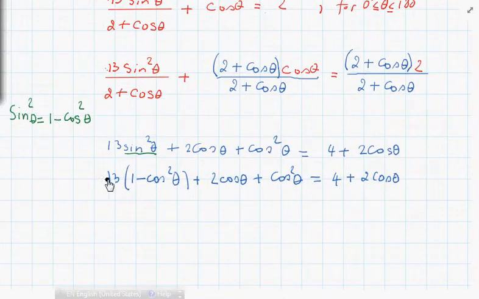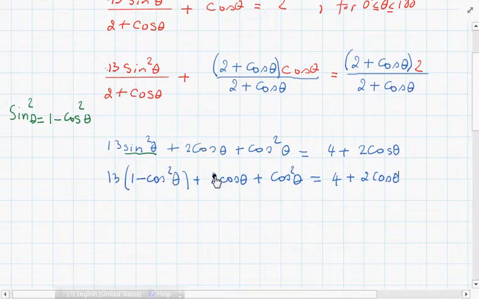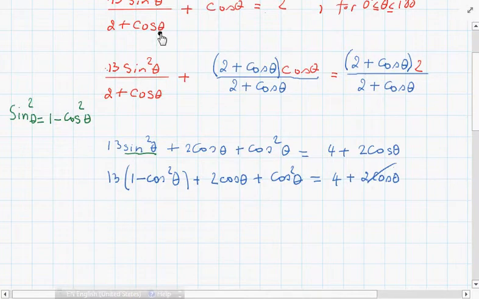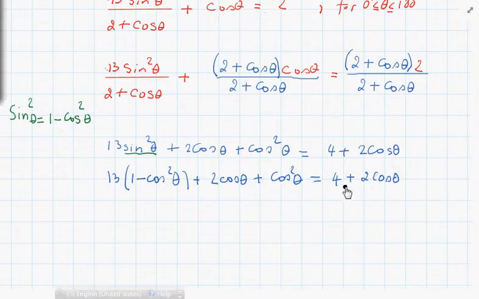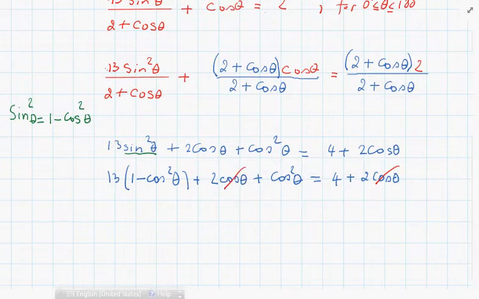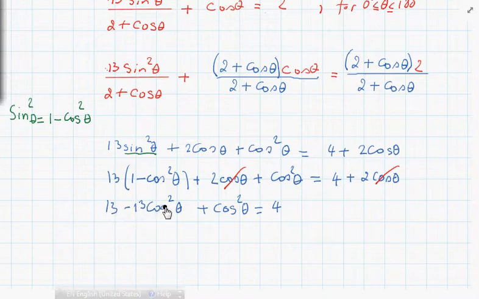As you can see, we can expand this term here, while 2 cosine, and hold on, I need to take a different color. While 2 cosine on this side and that other one on this side will cancel out. And this is going to give us 13 minus 13 cosine to the power 2 theta plus cosine to the power 2 theta equals 4.